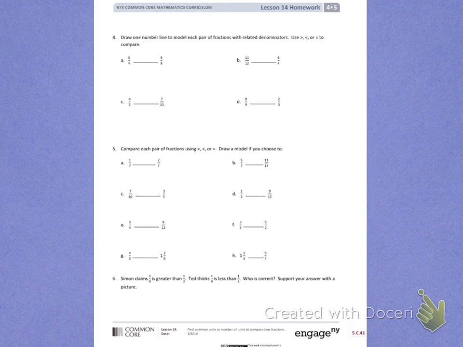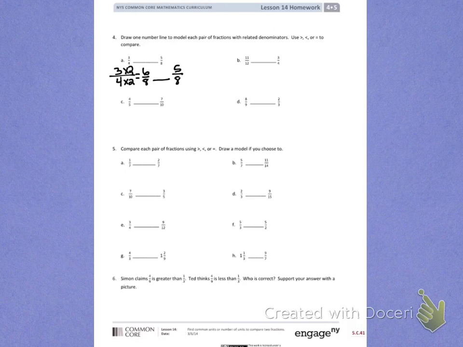Well, we need to make sure that we can have related denominators, so we have 3/4 and 5/8. One denominator is a 4, one denominator is an 8. So how can I make my 4 look like my 8? I can multiply it by 2. So I'm going to do that. If I have to multiply that one by 2, I have to also multiply my numerator by 2. So now I have a fraction of 6/8 that I'm comparing with 5/8.